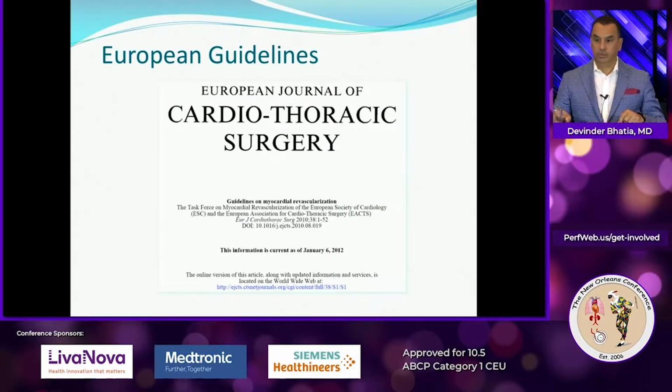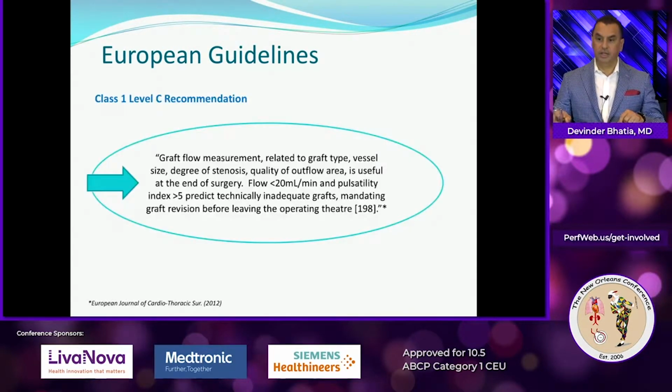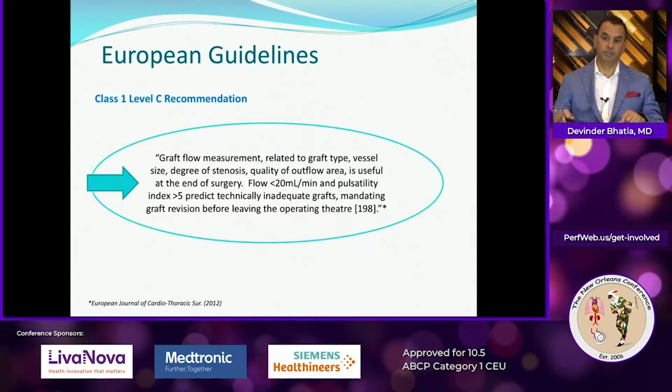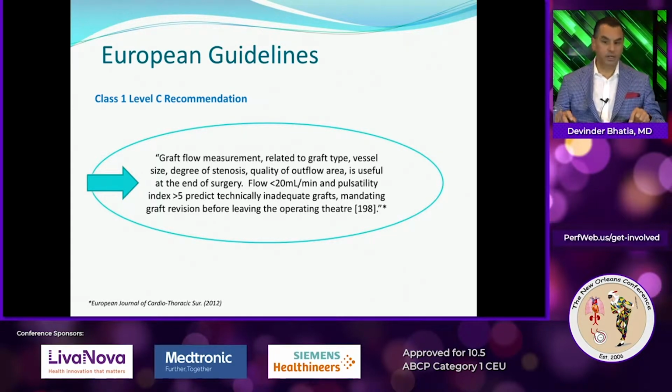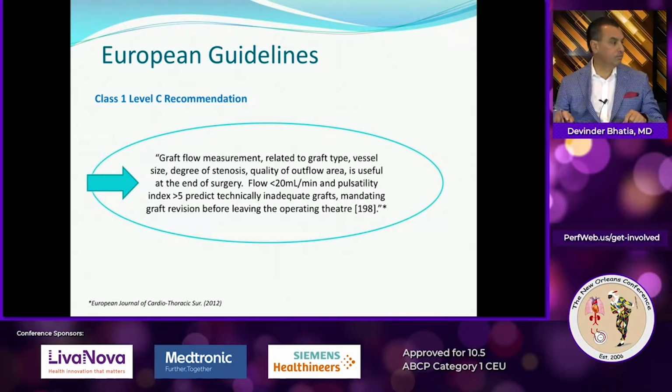The European Journal of Cardiothoracic Surgery also did a study, and their recommendation in the European guidelines was that graft flow measurement related to type, vessel, and size, degree of stenosis, and quality of outflow area is useful at the end of surgery. And flows less than 20, at least in their, we say 15, but less than 20, and PIs greater than 5 predict technically inadequate grafts and a high potential for failure. And this should mandate graft revision before leaving the operating room. They say theater, but before leaving the operating room. That's a very strong recommendation.